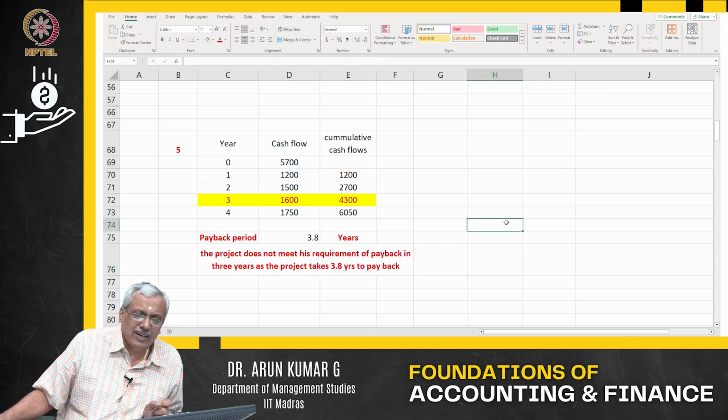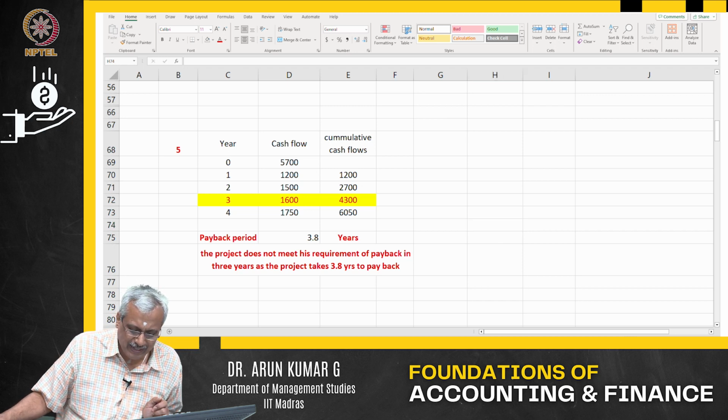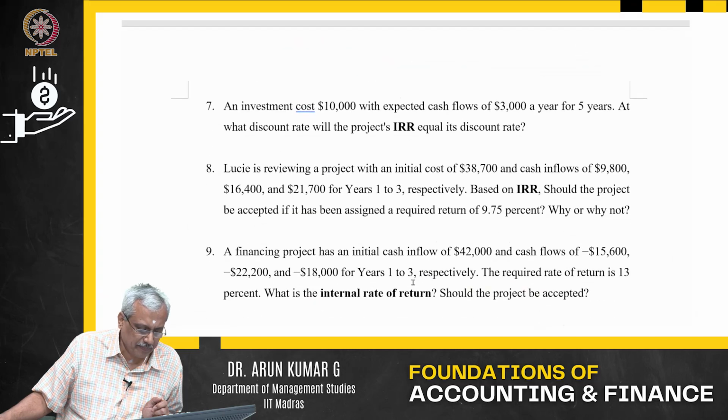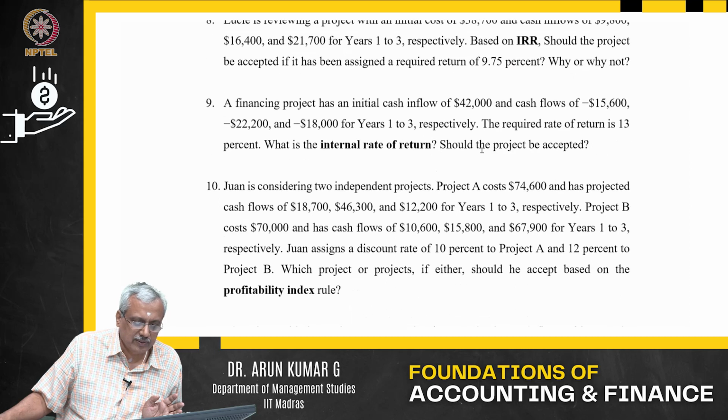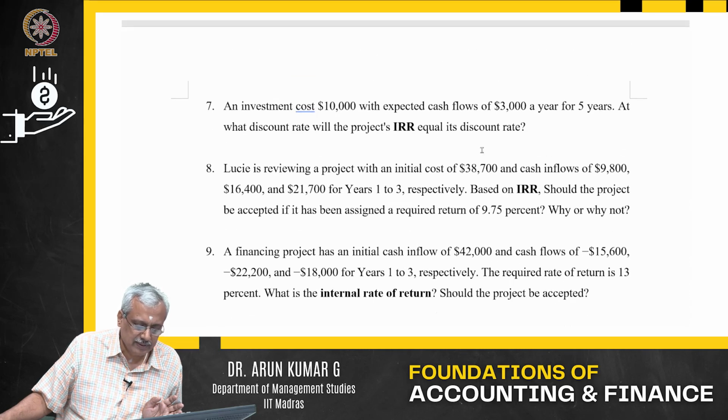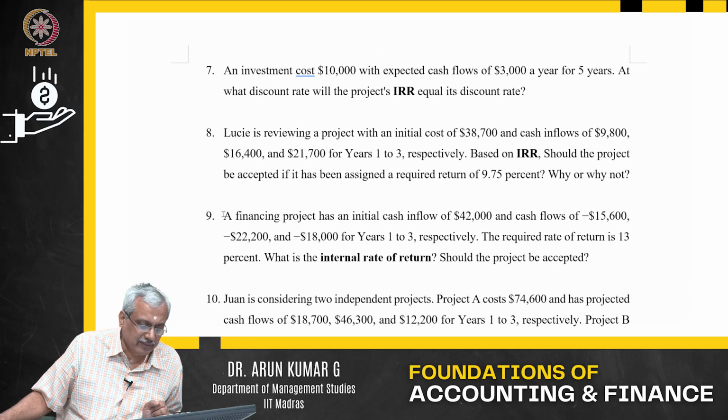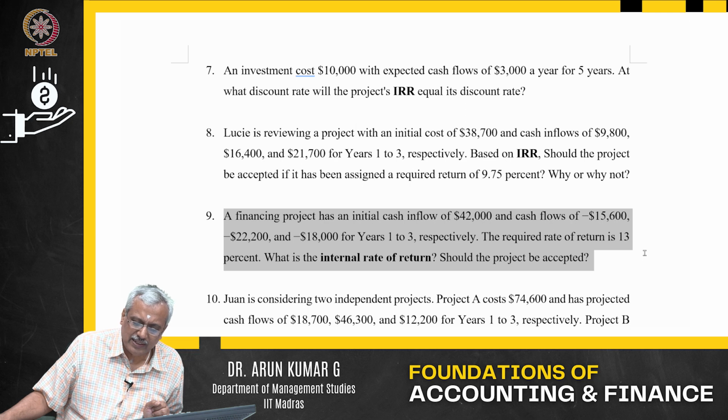Right. Now let's see if we can do 3 more problems. Let's go to problem number 9 straight away. Profitability index we have not done yet. No, 9 is IRR. Yeah, let's go to problem number 9. Very simple. A financing project has an initial cash flow of 42,000 and cash flows of 15,600, 22,200 and 18,000 in years 1, 2, 3 respectively. The required rate of return is 13%. What should be the IRR? Should the project be accepted?